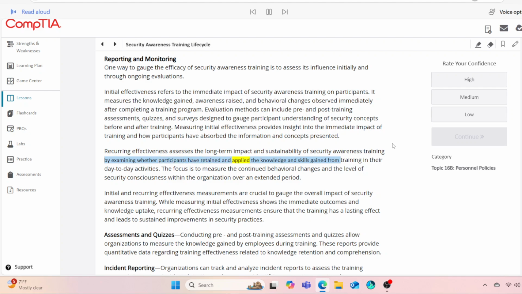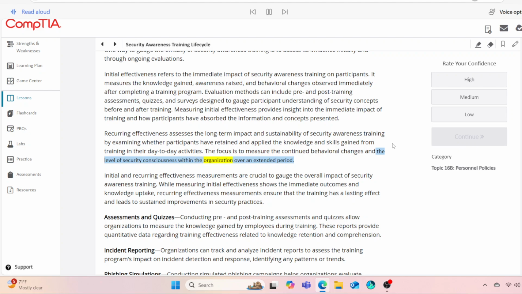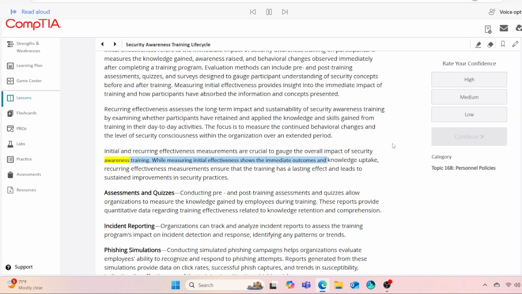Recurring effectiveness assesses the long-term impact and sustainability of security awareness training by examining whether participants have retained and applied the knowledge and skills gained from training in their day-to-day activities. The focus is to measure the continued behavioral changes and the level of security consciousness within the organization over an extended period.